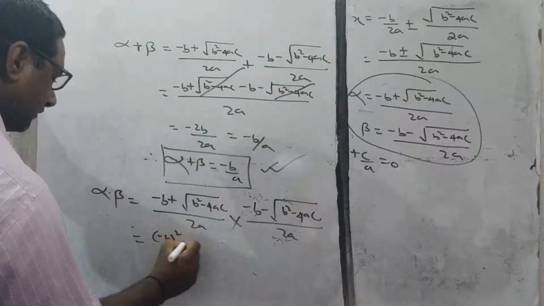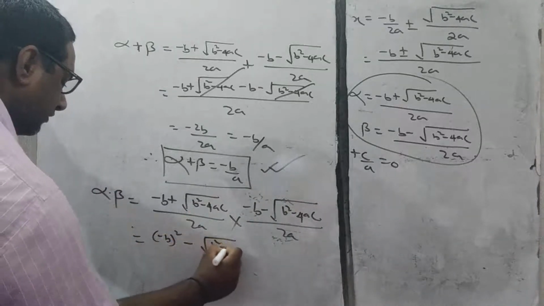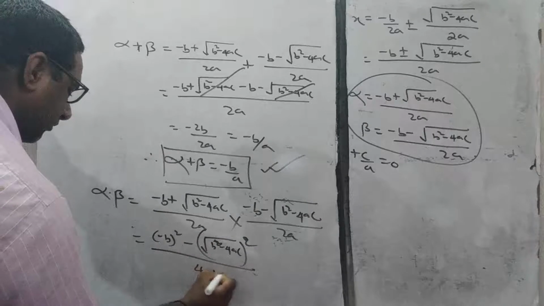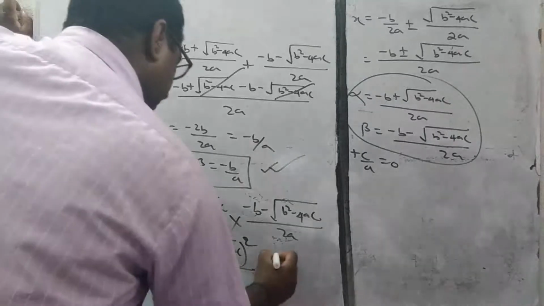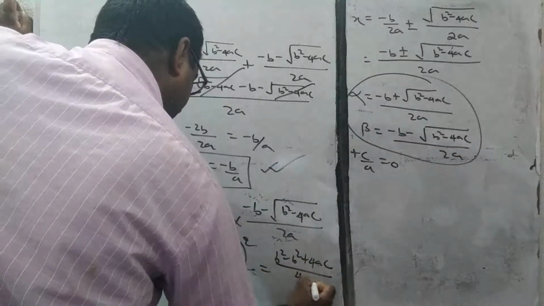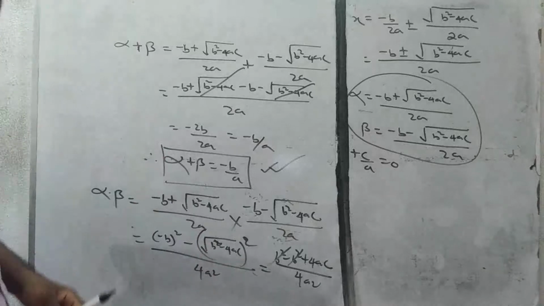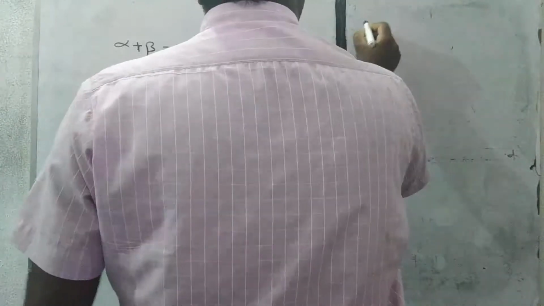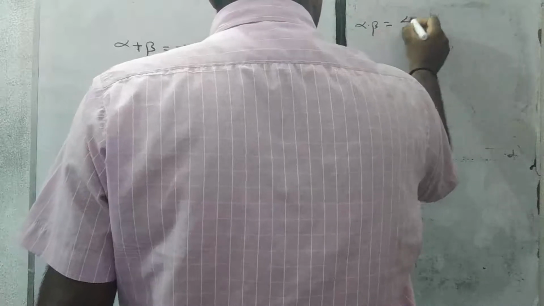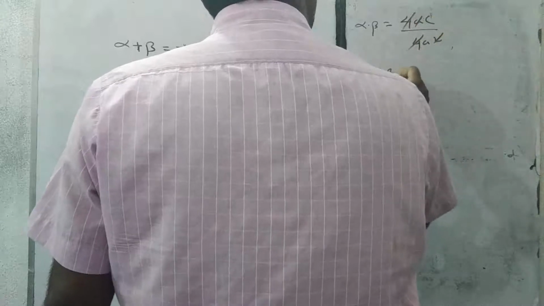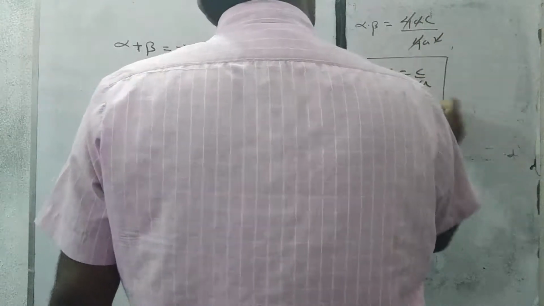So minus b whole square minus under root b square minus 4ac whole square upon 4a square, or b square minus b square plus 4ac upon 4a square. b square cancels out. So alpha into beta is equal to 4ac upon 4a square. 4 cancels, a cancels. So alpha into beta is equal to c by a.